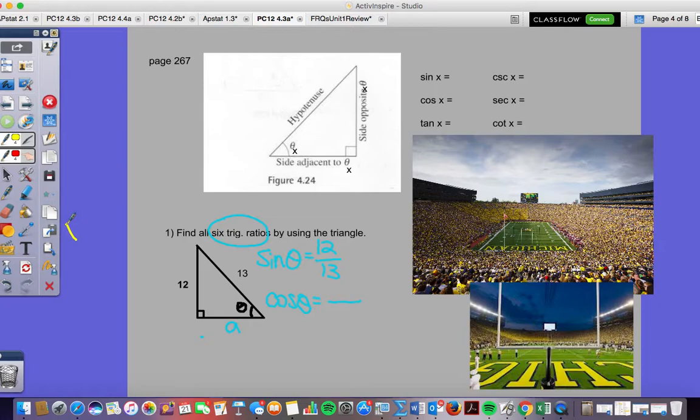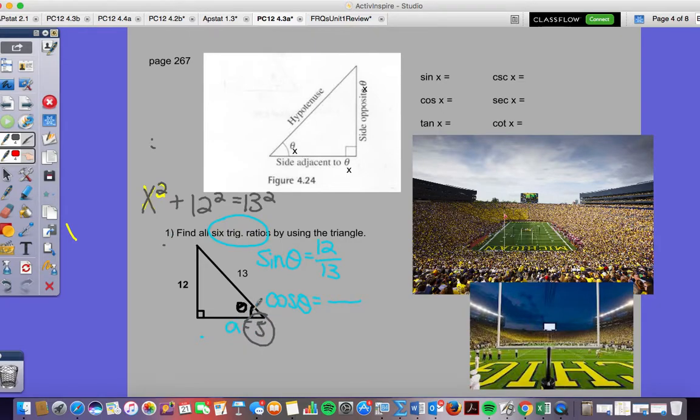So as we look at what the adjacent side would be, we're looking for what x would be. So what we're going to say is x squared. Sorry, let me get a different color there. Here we go. X squared plus 12 squared equals 13 squared. Someone throw that down in your calculator real quick. And what do we get? 5. Excellent.